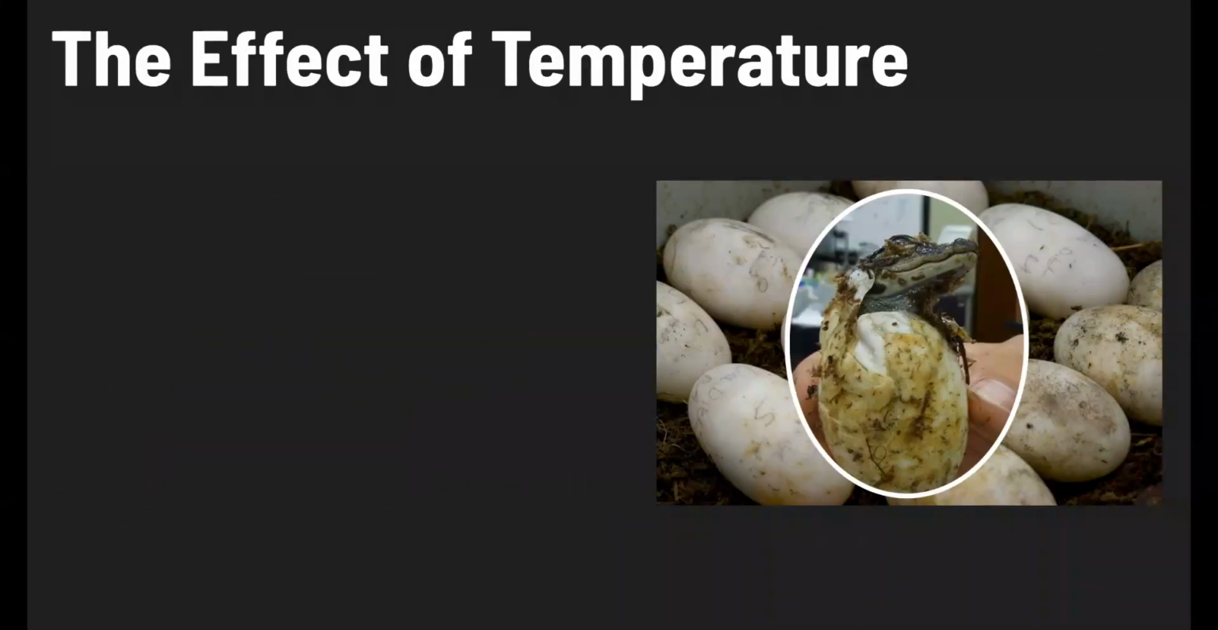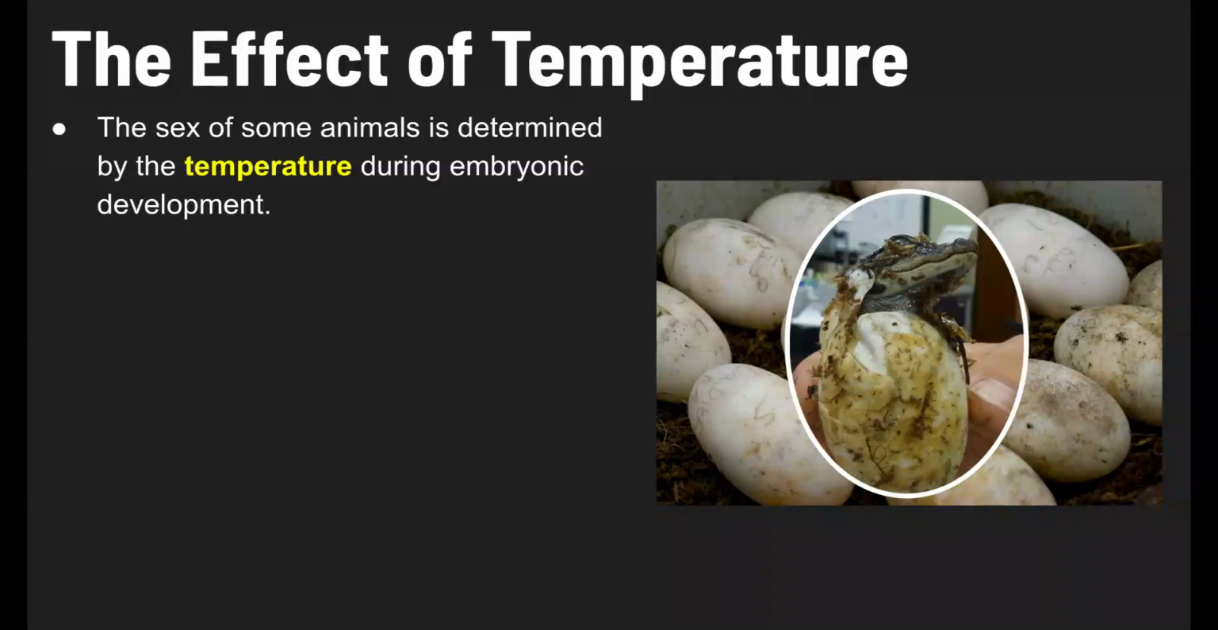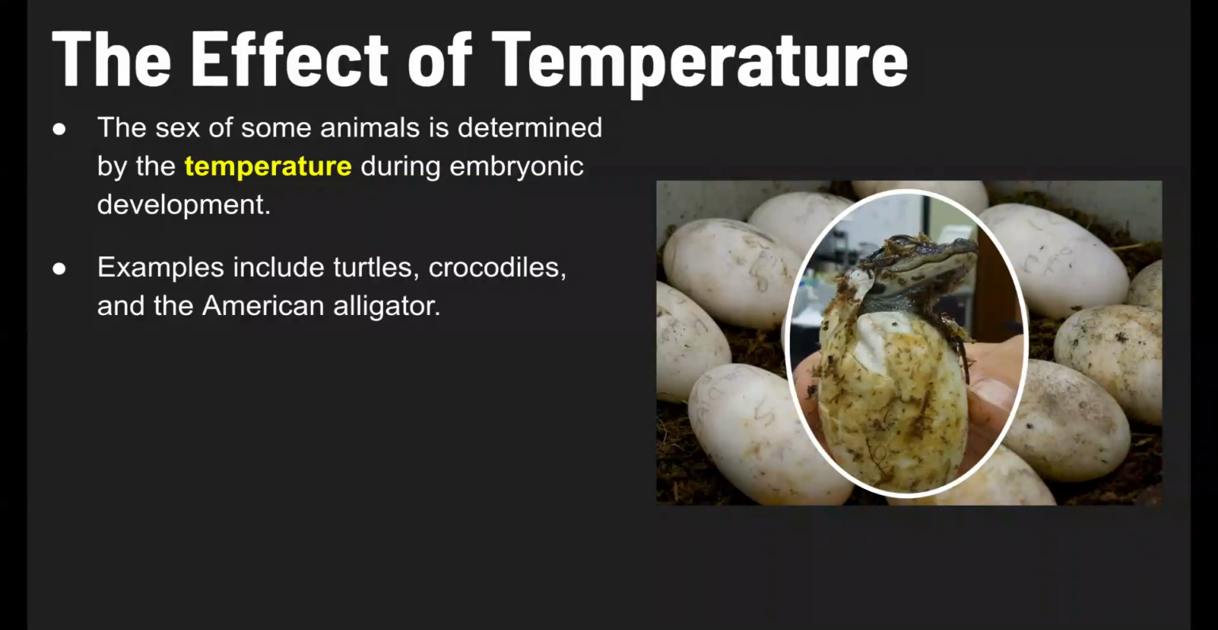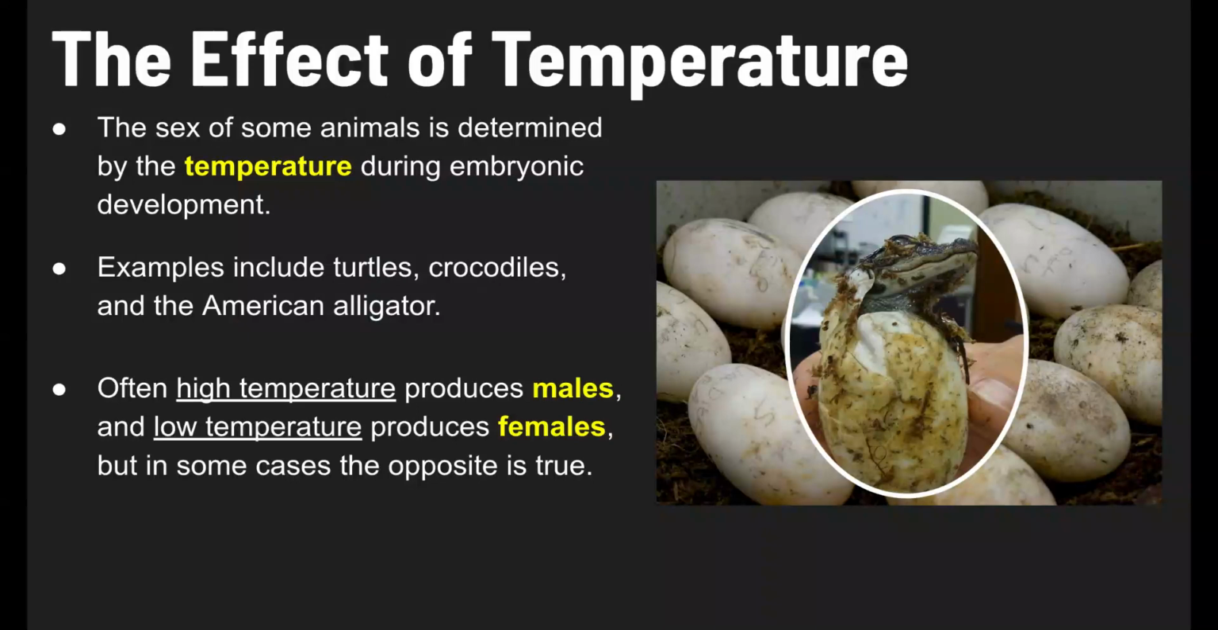So let's first look at the effect of temperature. The sex of some animals is determined by the temperature during their embryonic development. And examples of this would include turtles, crocodiles, and the American alligator. Often, if these eggs are kept incubated at a very high temperature, they produce males. But if the eggs are kept at a very low temperature, this produces females. Now, in some cases, the opposite's true.